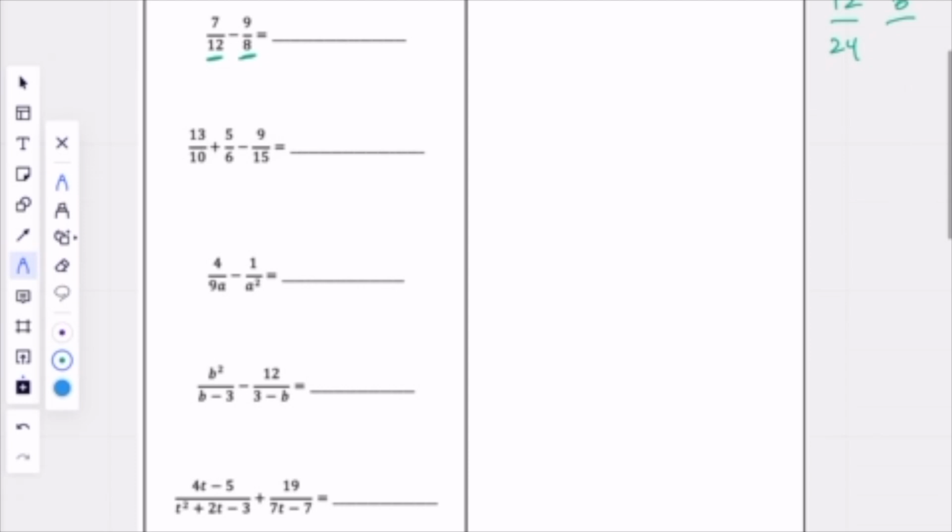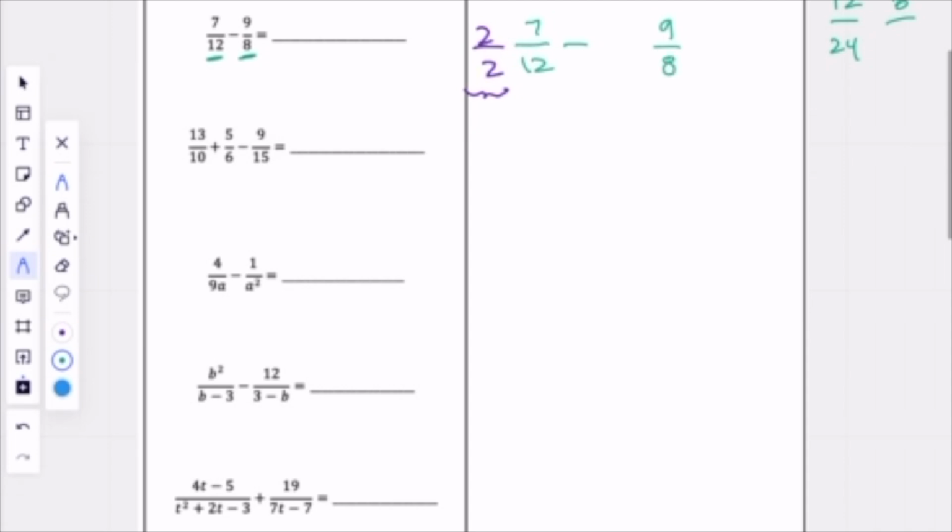So let's start with the first one. We've got 7 divided by 12, and we want to turn the denominator into 24, which means I'm going to multiply this by 2 and then this by 2. I can do that because this piece is just multiplying by 1. It's not changing the value at all. All it's doing is changing the form. All right, and then we're going to think about the second piece, which is 9 over 8.